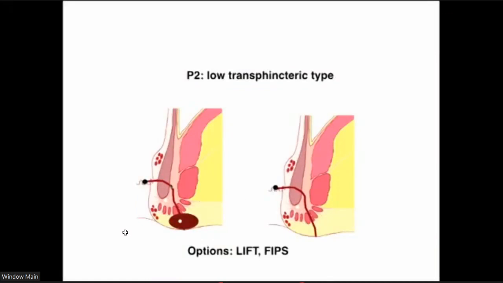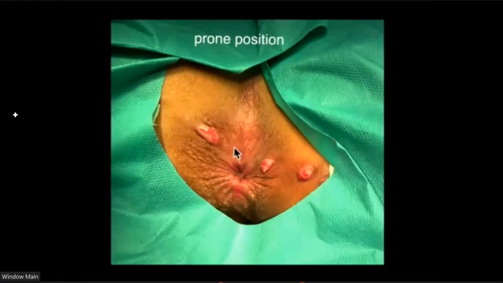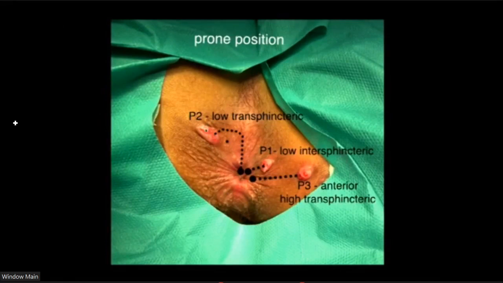Now go to the next one. The low transsphincteric pattern. We can use the LIFT most of the time, but we can use the FIST too. This is the example. In this case, we have T fistula. The first one is the low transsphincteric. This one goes to the superficial postanal space, goes into the dentate line, midline here. Number two is the low intersphincteric. Go here. And number three, the anterior high transsphincteric here.